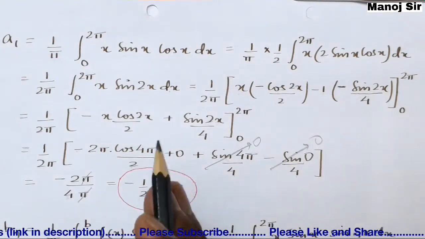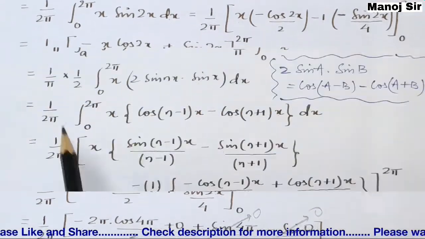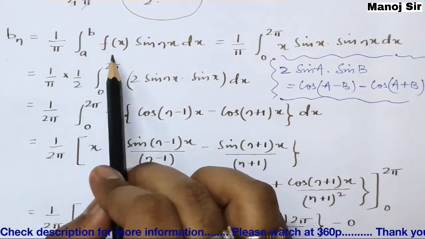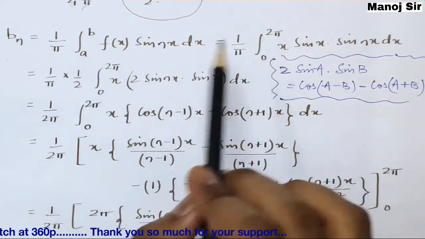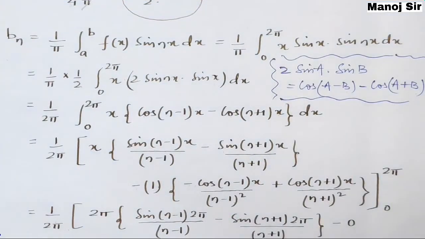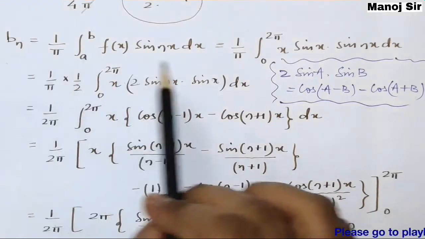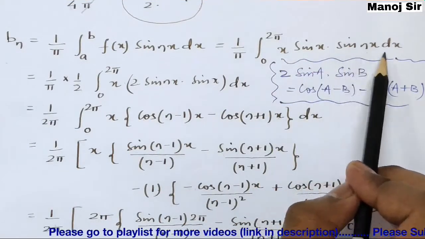So we have a0, a1, an. Now we will see what is the value of bn. Bn equals 1 upon pi integration a to b f of x sin nx dx. What is a? 0. What is b? 2 pi. What is f of x? x into sin x. So here we have bn equals 1 upon pi integration 0 to 2 pi x into sin nx dx.